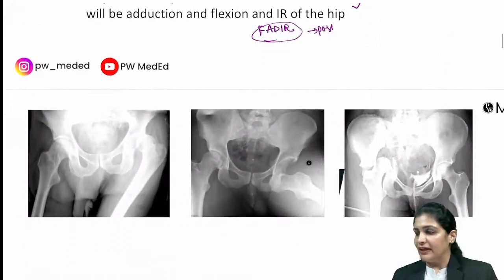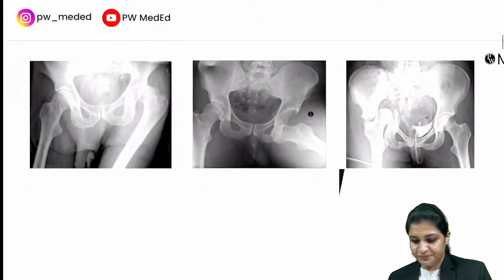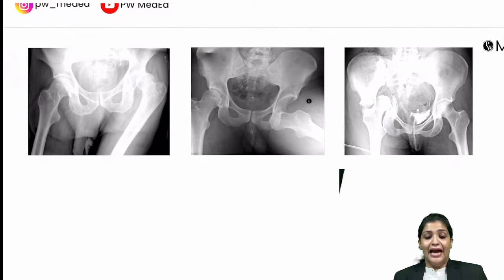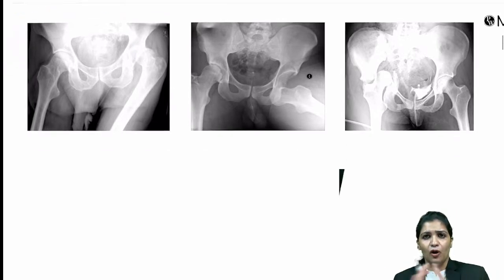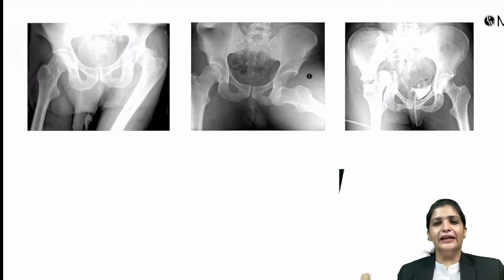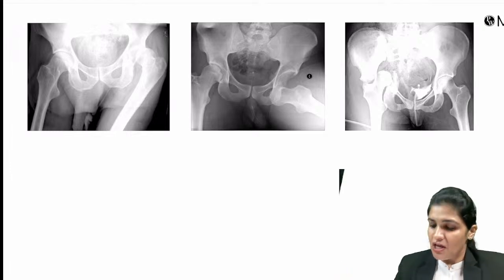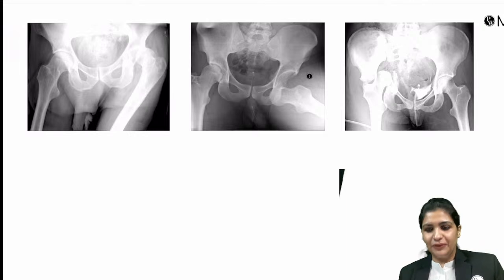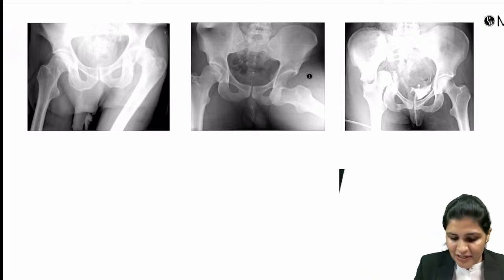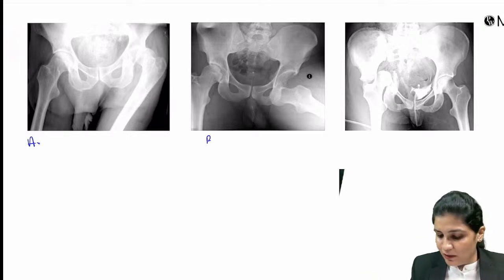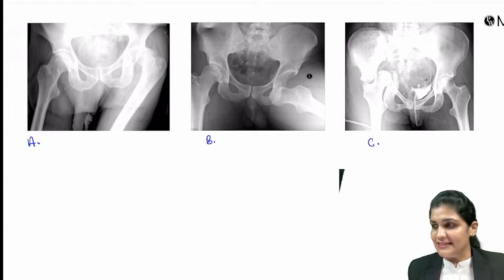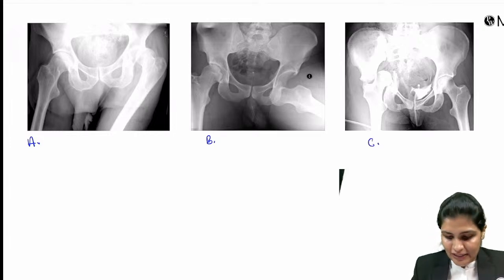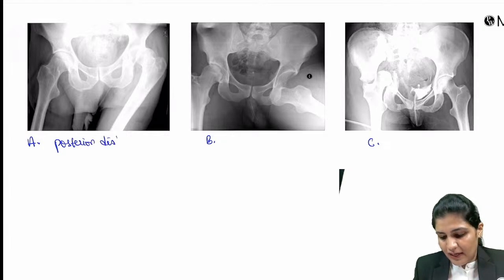And now let's quickly revise dislocation of the hip. This is one of the most important topics, and it is frequently asked in examinations. Now I have placed all the 3 X-rays in front of you. The first one is A, the second one is B, and the third one is C. So A here is your posterior dislocation, right?